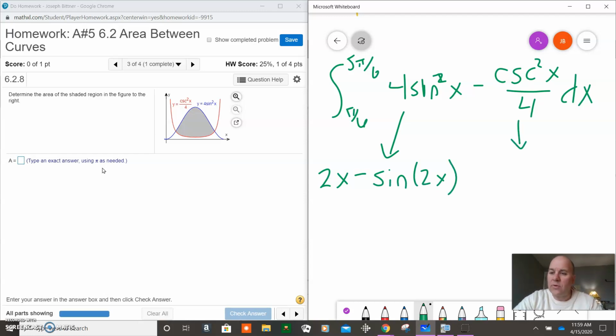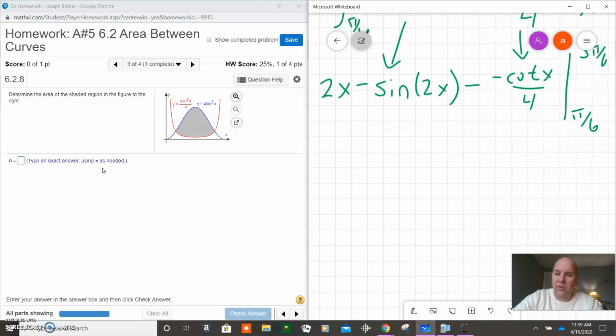And actually, cosecant squared is a pretty nice one. The antiderivative of cosecant squared is negative cotangent. I'm sorry, I should emphasize that. So negative cotangent x over 4, and I have to evaluate it from 5 pi over 6 to pi over 6. So let me scoot this up a little bit.